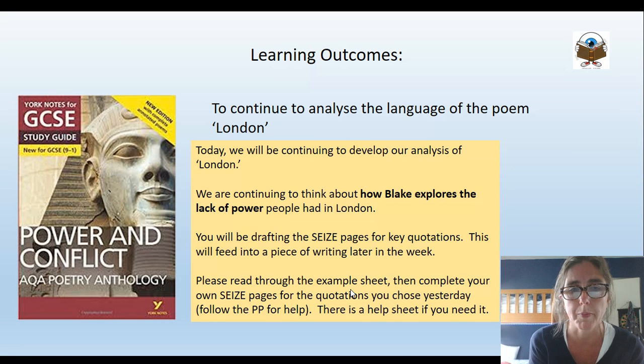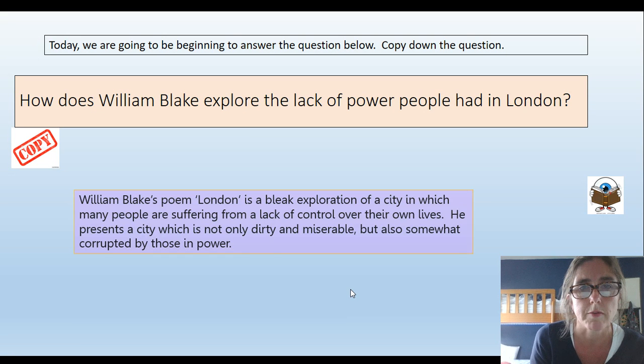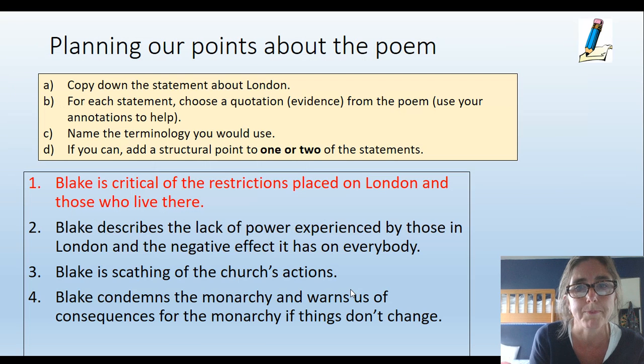There's lots of help. So I'm just going to go through the presentation now and explain what you need to do. So that's the question. You should have copied that down yesterday. How does William Blake explore the lack of power people had in London? You should have that copied down. This is a slide from yesterday. There was also the introduction, which we gave you last week, right at the beginning of this study in this poem, this sort of summary, a good sentence to remember: a bleak exploration of a city in which many people are suffering from a lack of control over their own lives. Okay, so you can use that as your introduction. You should have copied that down from yesterday.